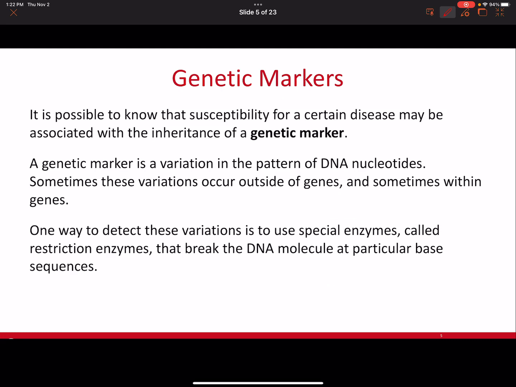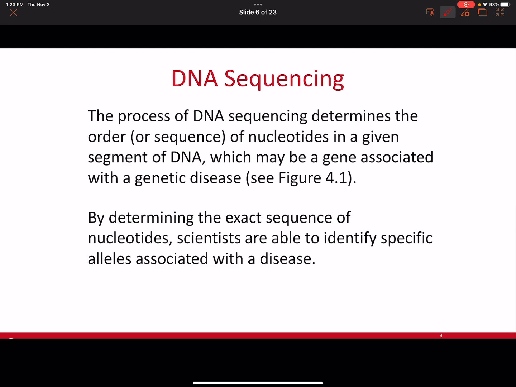It's possible to know certain diseases may be associated with the inheritance of a genetic marker. It's a variation in the pattern of DNA. Sometimes these variations occur outside of genes and sometimes within genes. We use special enzymes called restriction enzymes that break the molecule down at particular base sequences. DNA sequencing determines the order of nucleotides, and you can actually get online and look up the human genome, and see the sequences that scientists collected in the past.